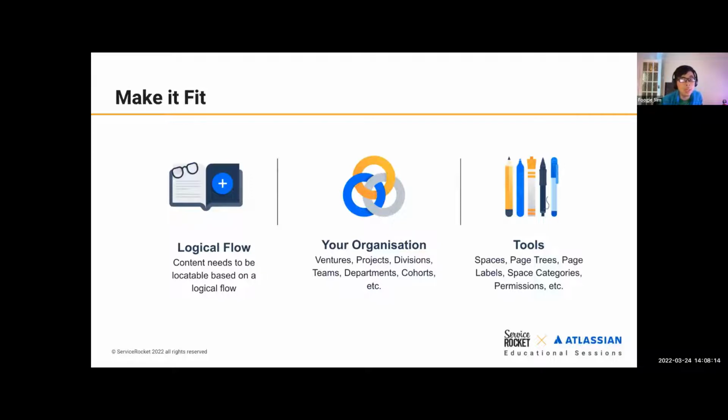So how we do it is we understand the logical flow of your users, of the different personas, to see how they usually think, how they access items based on how they're used to in your organization. And then we understand your organization structure, like how do you separate your different business units? How do you separate the different projects, the departments, what should be a space? And then we translate all of this, the logical flow and the organization, into Confluence tools. Essentially, what would be a space, what would be a page tree, what would be a space category, permission, etc. Next slide, please.